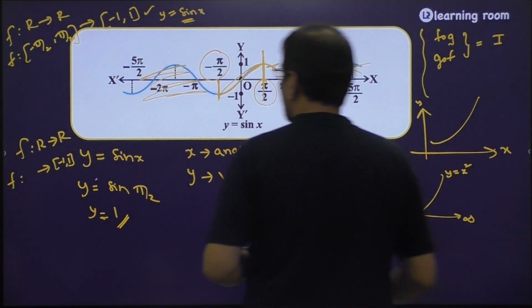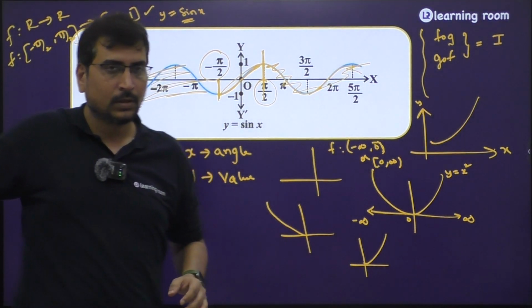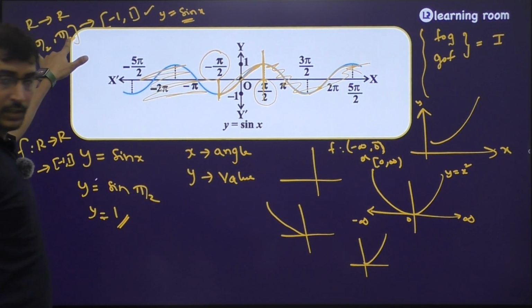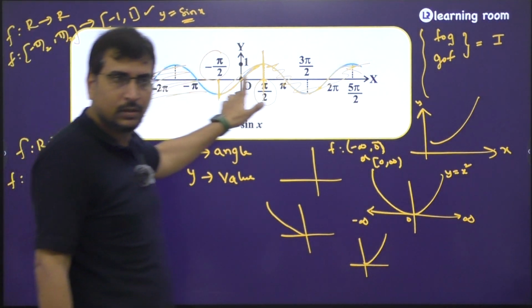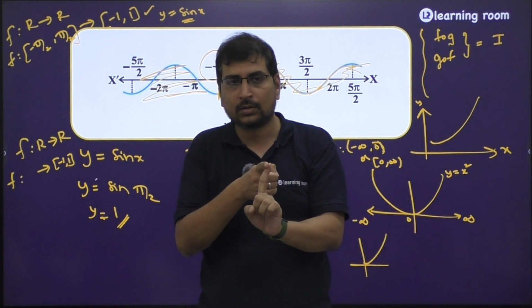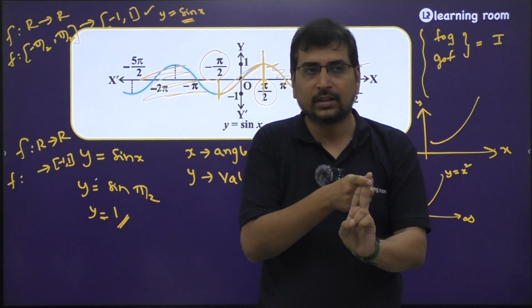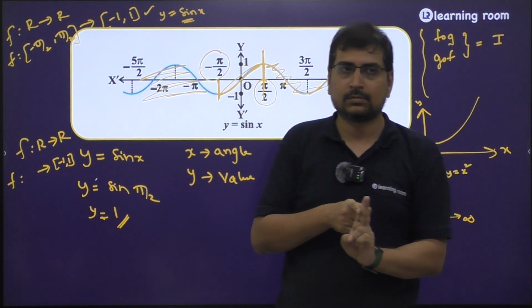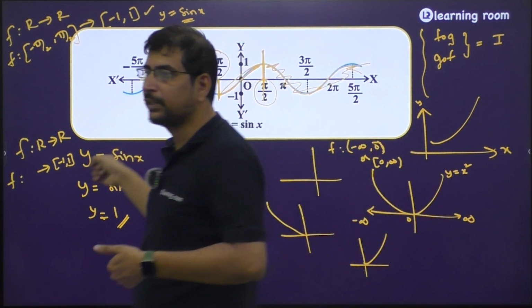Am I clear, guys? See, this part, has it got registered? Did you understand how I wrote minus pi by 2 to pi by 2 and minus 1 to 1? Why did I do that? Why are we restricting the range? To make it an onto function. Why are we restricting the domain? To make it a one-to-one function. Is it clear? So this combined effect will make it a bijective function.